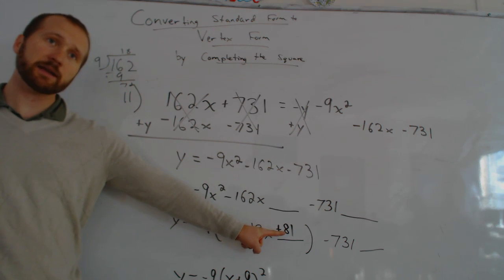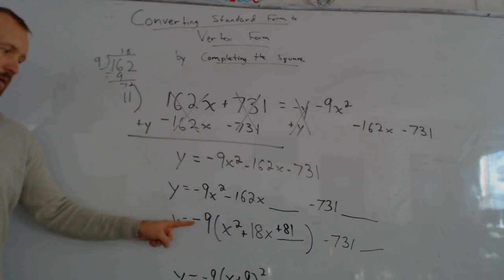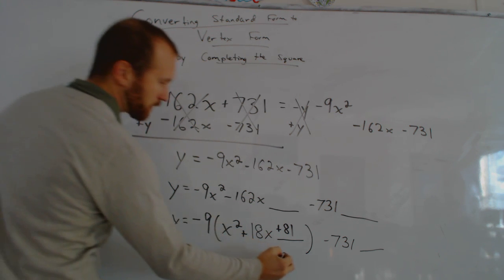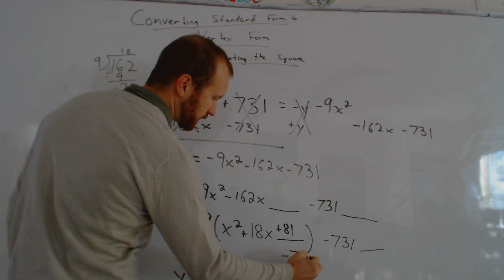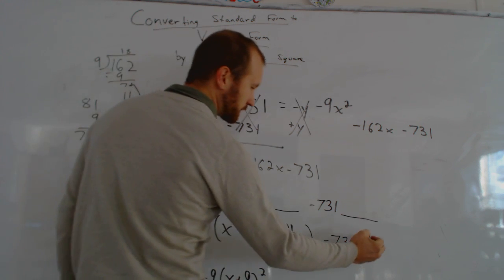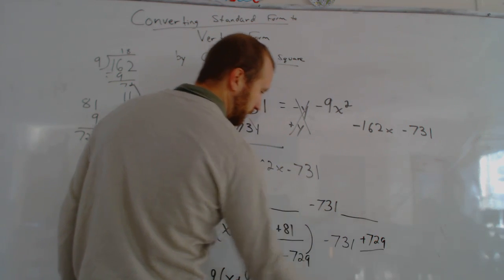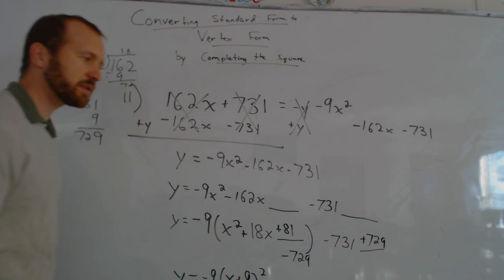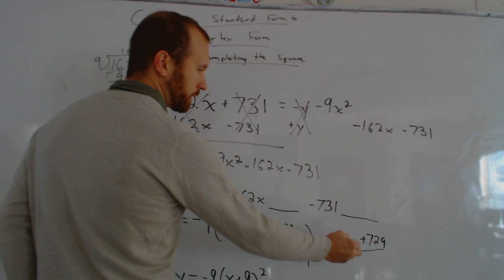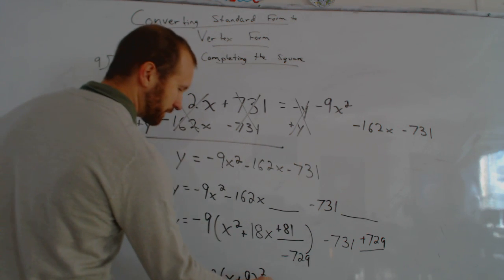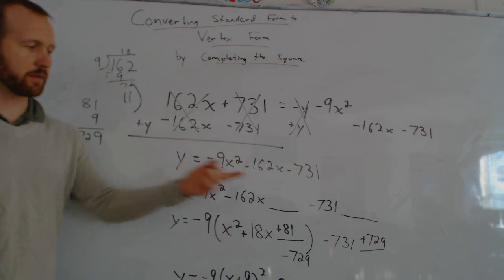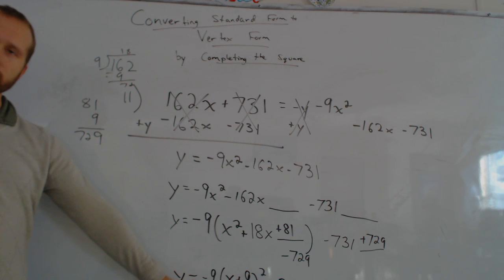What did I actually just add here? Negative 9 times 81. So again, it'd be negative 729. So I really just added minus 729. The opposite of that is plus 729. So 731 minus 729, negative 2. 31 minus 29 is 2, but 31 is negative, right? And so this is our final answer.